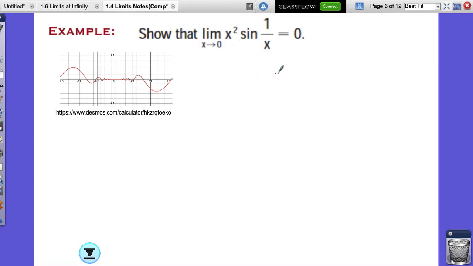What do I know about sine? What does the sine graph look like normally? Up and down and up and down and up and down. What's the lowest it ever goes?